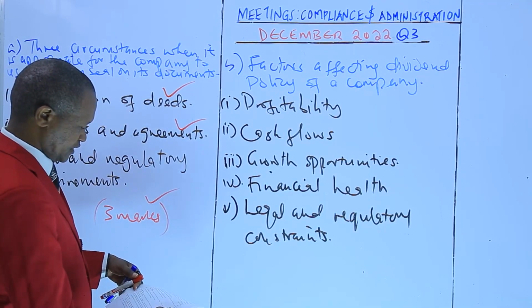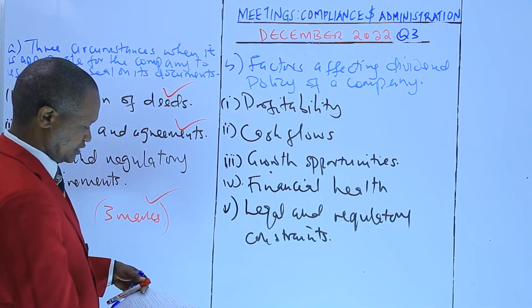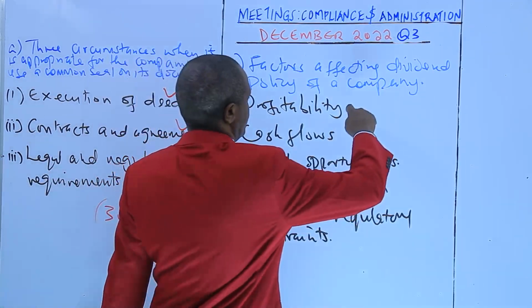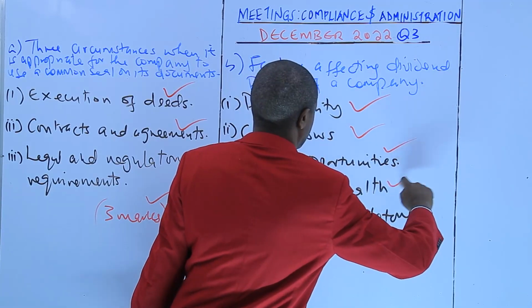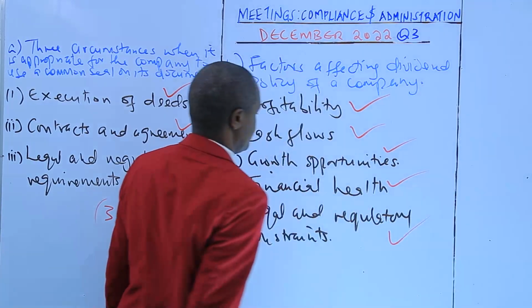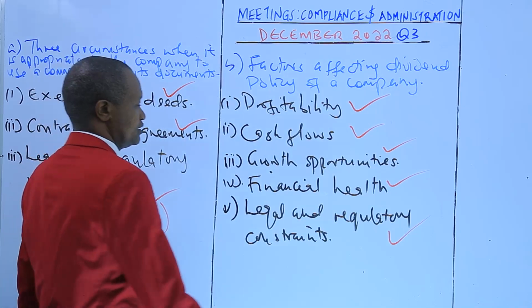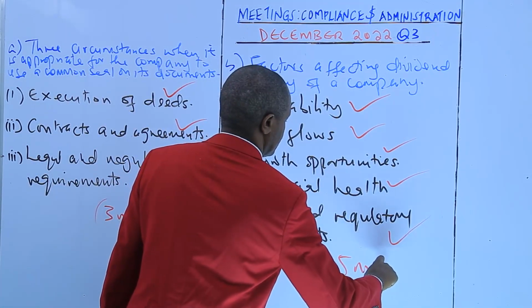Yes, 5 factors. 5 marks. Profitability, cash flows, growth opportunities, financial health, regulatory and legal requirements. 5 marks.